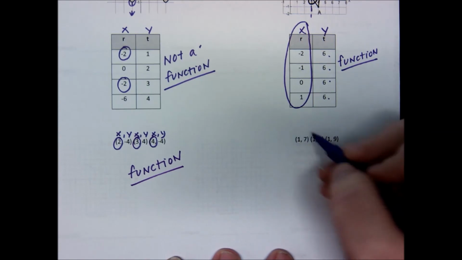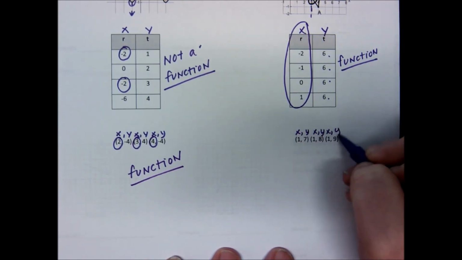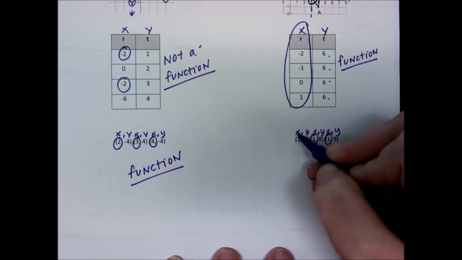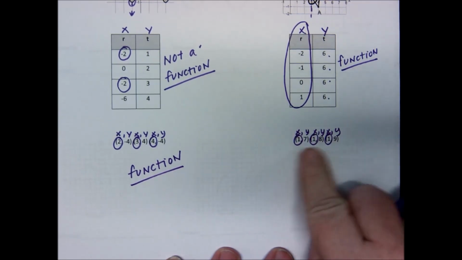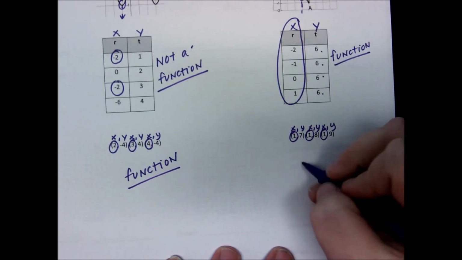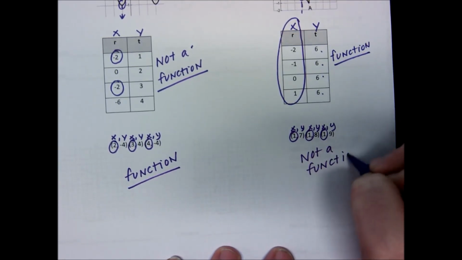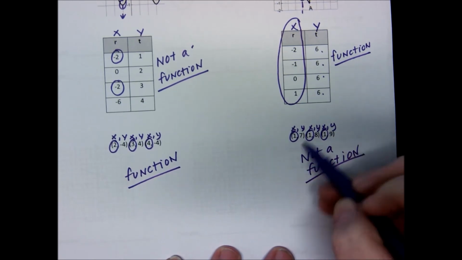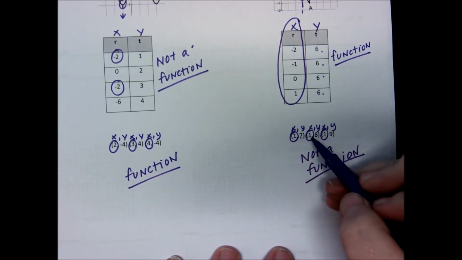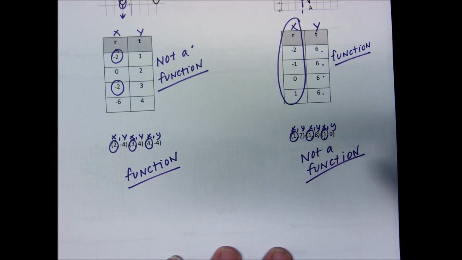The next one, remember, x, y, x, y, x, y. I'm looking at these front numbers. And I notice that it's only 1s all the way across. So this is not a function because my 1 repeated for each of the points, and it was 1, 7, and then it was 1, 8, and 1, 9. And for it to be a function, 1 can't go to 3 different numbers.